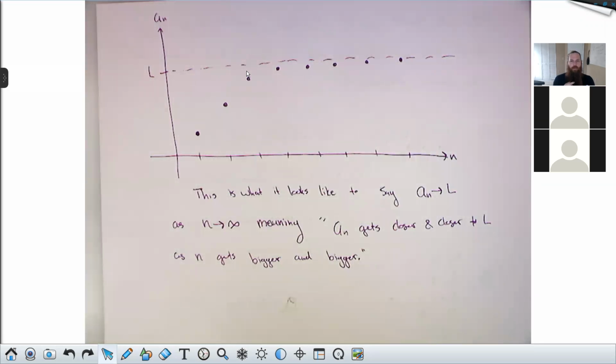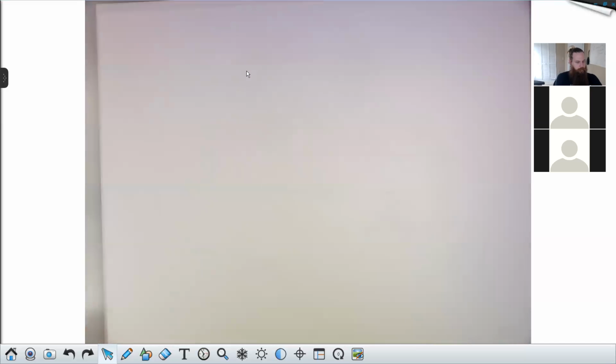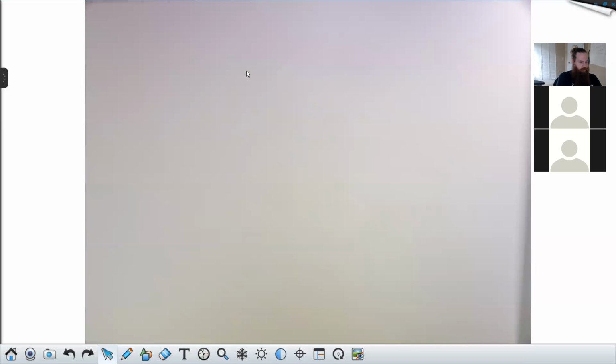So the next thing I'm going to do is going to be a total change of gears. We're going to talk about summation notation next. So I just want you to have this picture in your head of a sequence getting closer and closer to some value as you go further and further along. So, summation notation and infinite series.